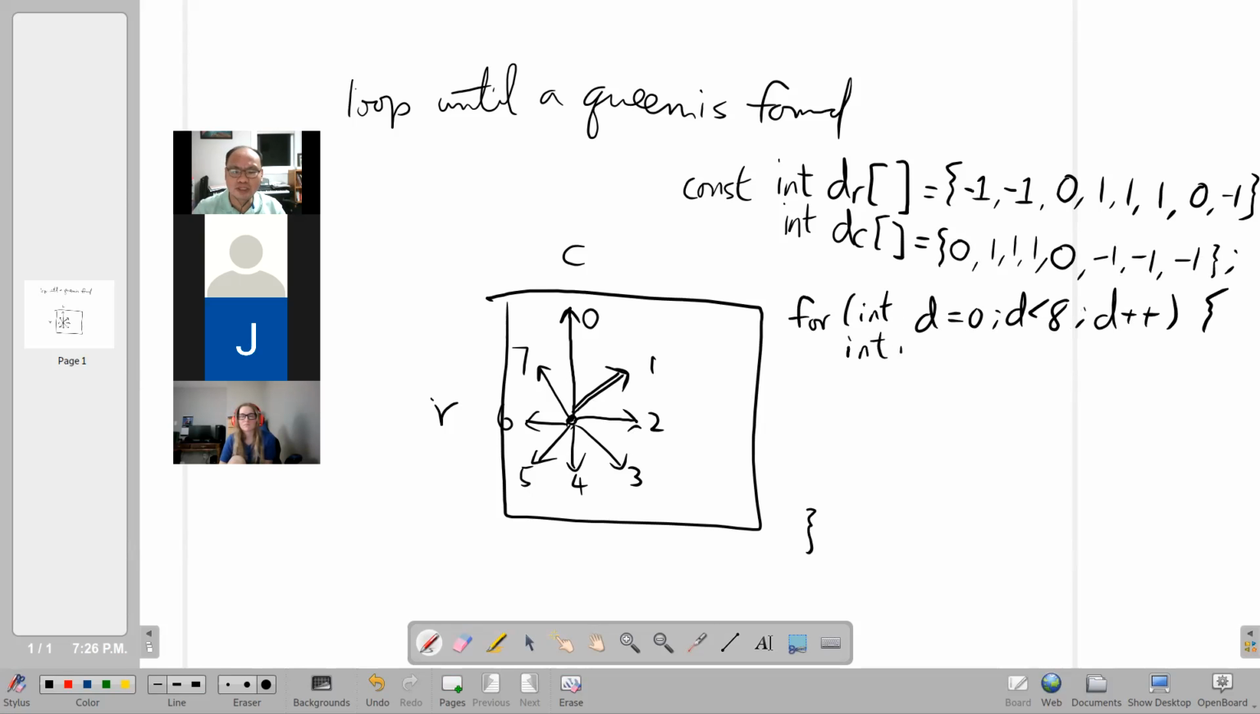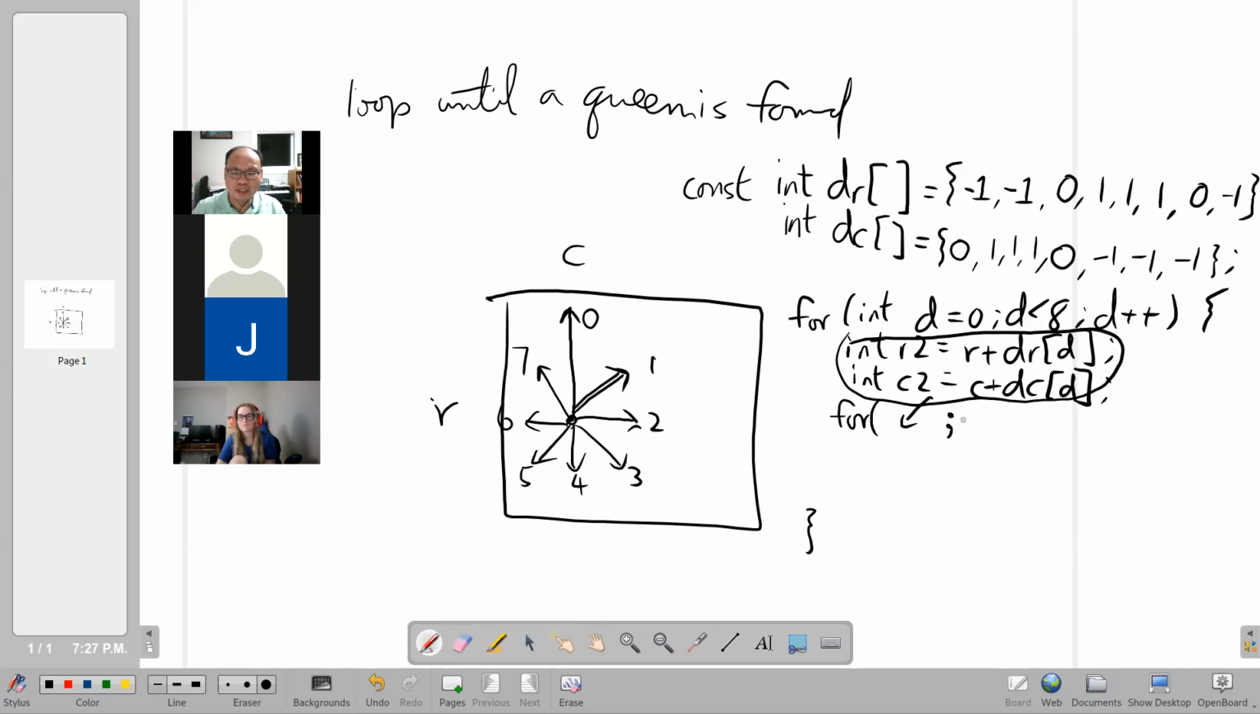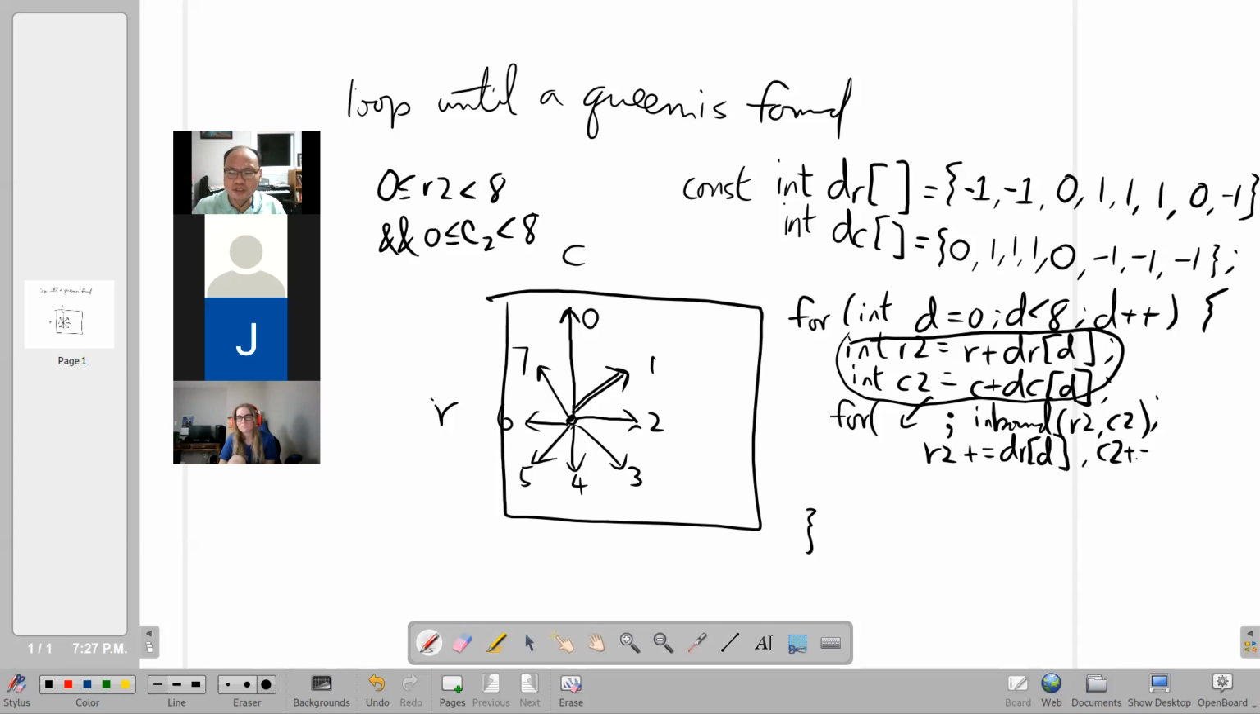So int R2 is equal to R plus DR[D] and C2 is C plus DC[D]. And then I can use while or for, it doesn't matter, but I guess I should use for. So the initialization is actually here. And then I have some function that says if R2 and C2 are in bounds. So you just write something that checks that R2 is between 0 and 8 and C2 is between 0 and 8. You can write a function that checks that. And then the increment is just R2 plus equals DR[D], C2 plus equals DC[D]. And then inside you can do something with R2 and C2.